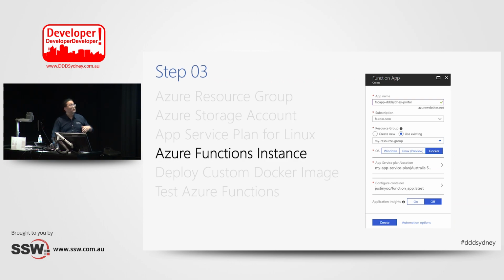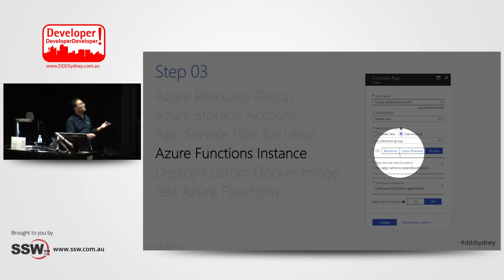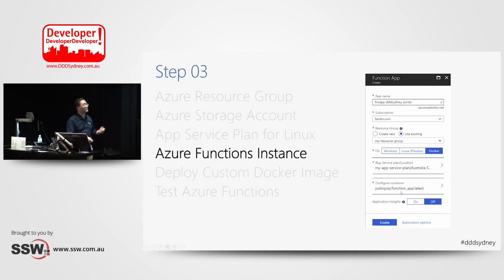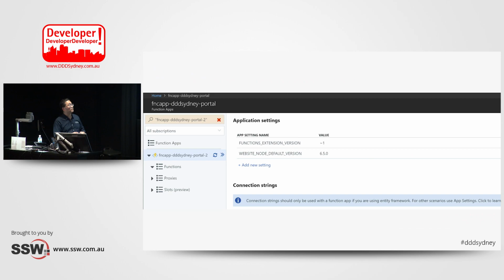Now, when we create an Azure Function instance, instead of choosing Windows or Linux, we choose Docker. So we choose Docker and give the container repository on Docker Hub, like this. And create it. Once it spins up, the function app is up and running with this name in the portal here.